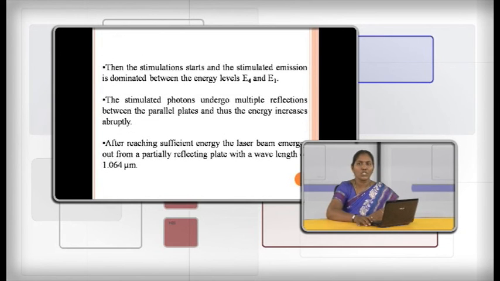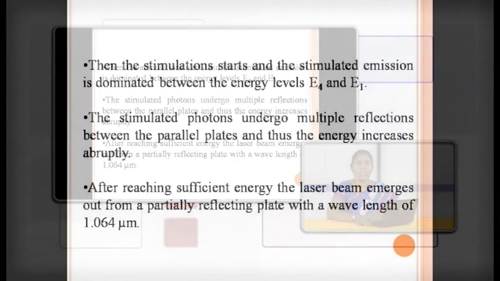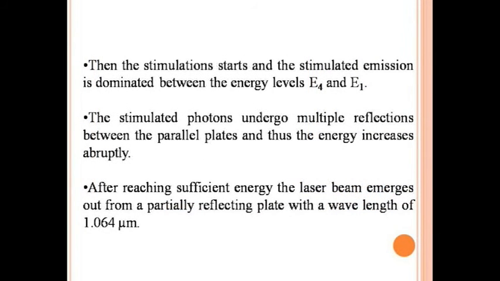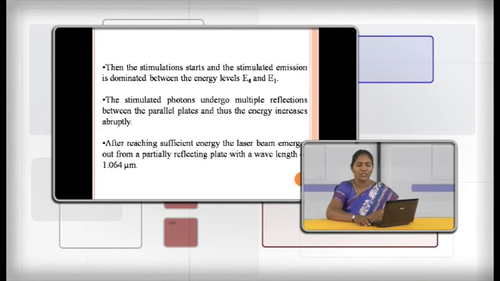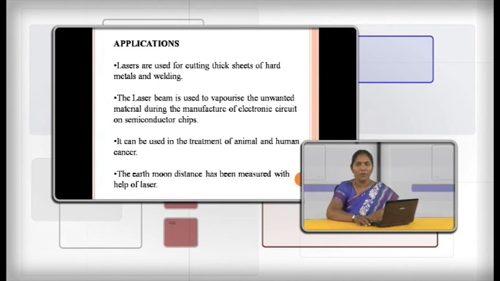Then the stimulation starts and stimulated emission dominates between the energy levels E4 and E1. The stimulated photons undergo multiple reflections between the parallel plates and thus the energy increases abruptly. After reaching sufficient energy, the laser beam emerges out from the partially reflecting plate with a wavelength of 1.064 micrometer.